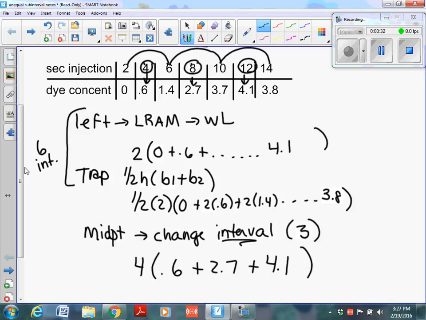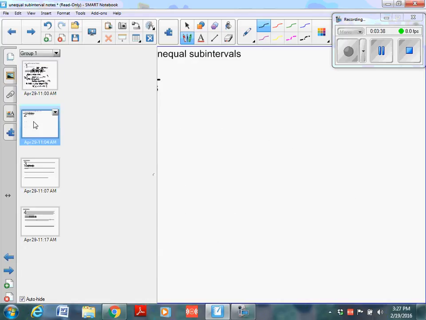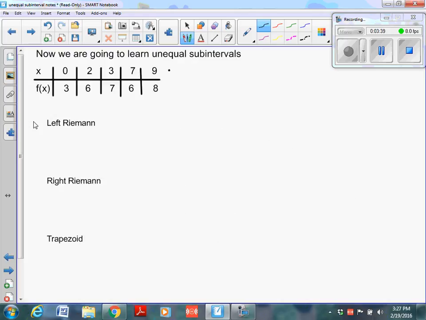So that's something new. Okay, something else new, which will be on the AP test. Most definitely, you will see this on the AP test. It's not in the book, and that's why I'm showing you this today. So, how do you do it when they're not equal? What do I mean by not equal?